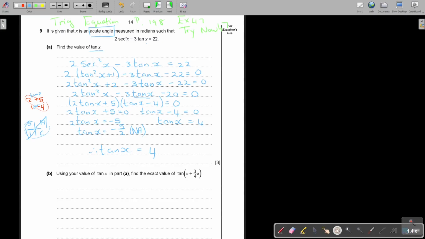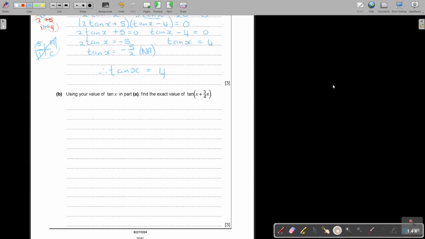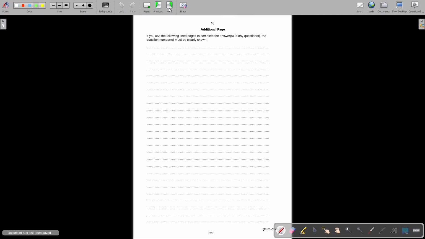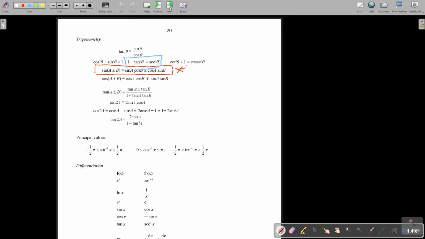Question number B. Using your value of tan x in part A, find the exact value of tan of x plus 3/4 pi. Now this is again a compound angle, so you can find an example on page 449, example 12, that will help you. But let's first go to the formula sheet to help us with the compound angle. I want to show you where we will find that.